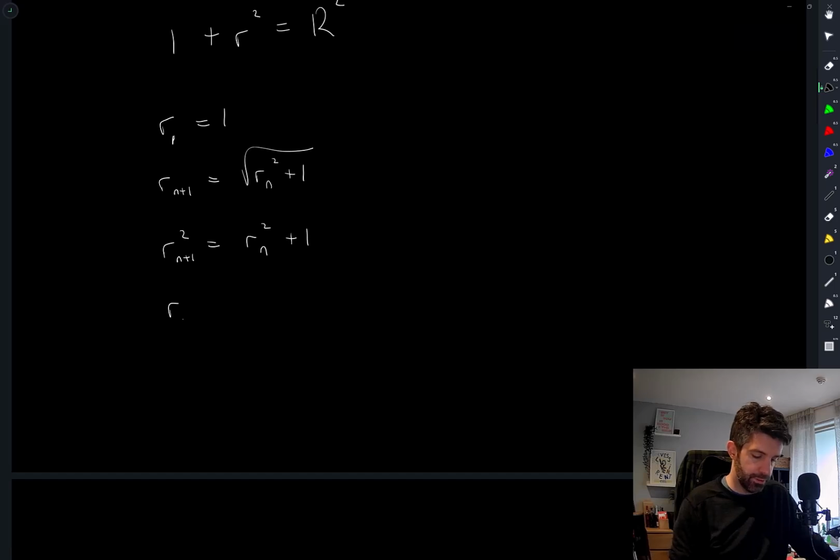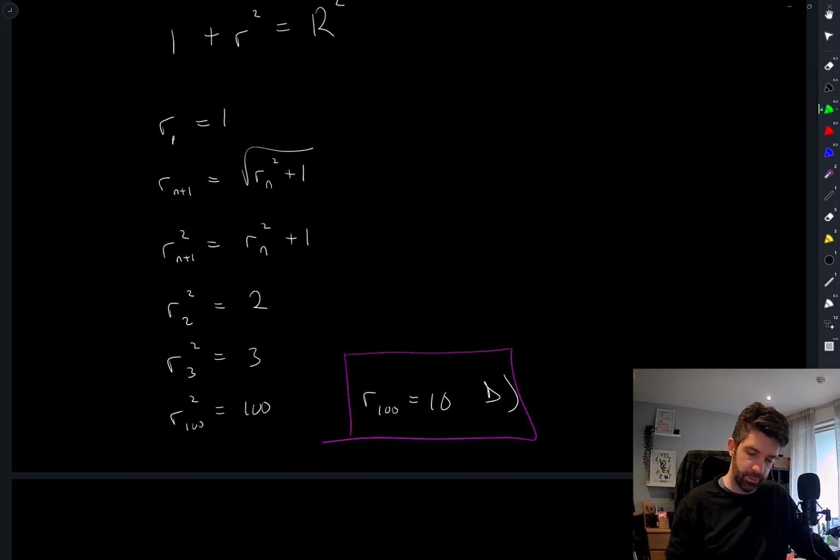So, r2 squared is equal to 2. r3 squared is equal to 3. And so r100 squared is going to be 100. And so r100 is equal to 10, which is option D.